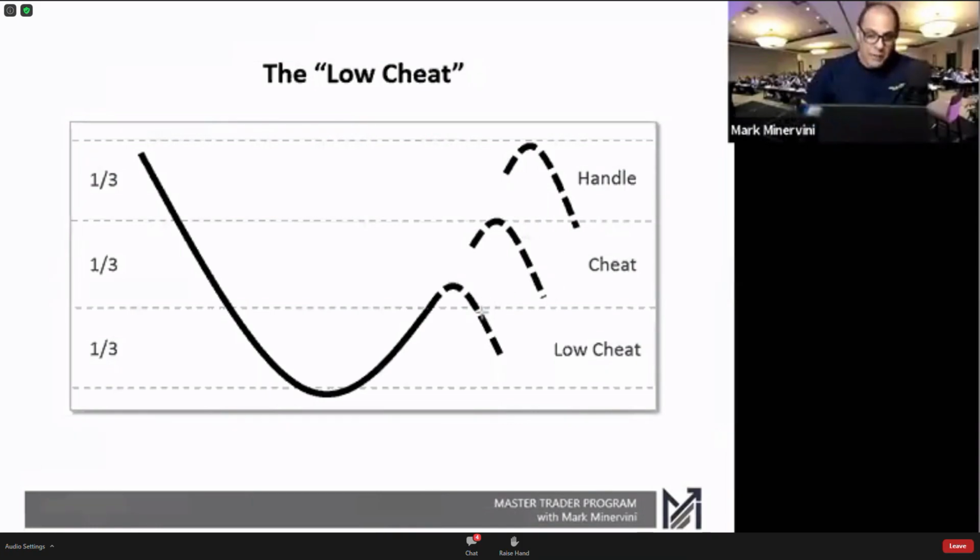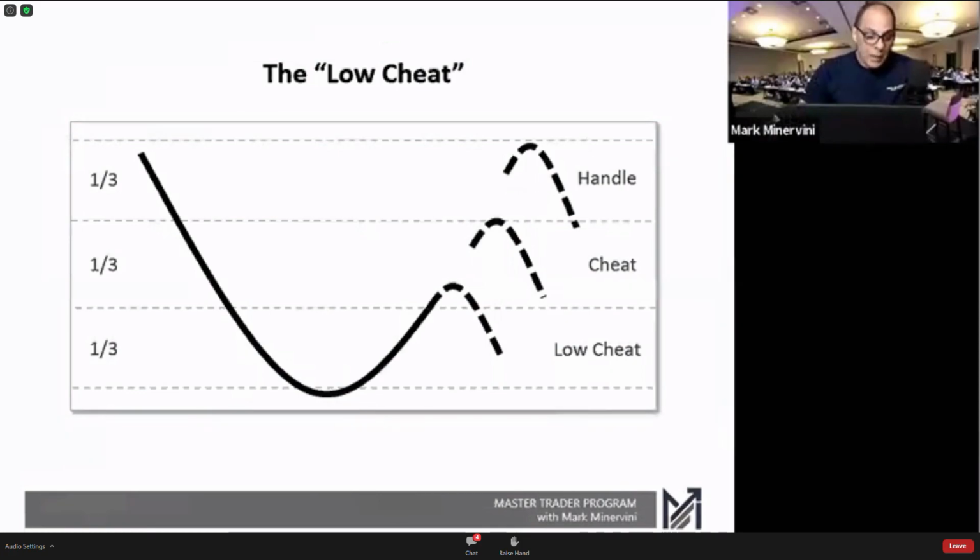The cheat, the probability is very high, pretty much the same as the handle, maybe even a little bit better. The low cheat, you're getting in lower. So you're offered a lower price. The probability is a little bit lower, but it's being made up because you're getting in lower and having more profit. So they all make sense. The thing is to look at it in real time and to see which one you get first. Of course, the low cheat will develop first, and then the cheat, and then the handle.